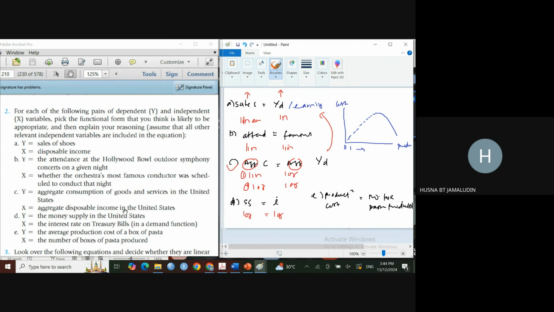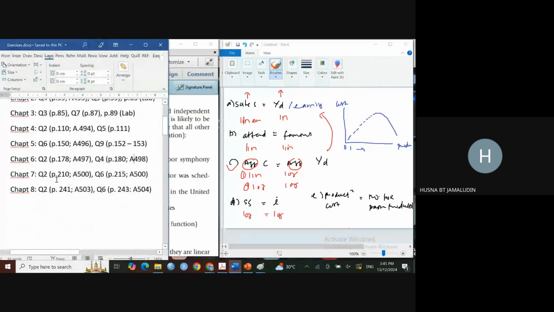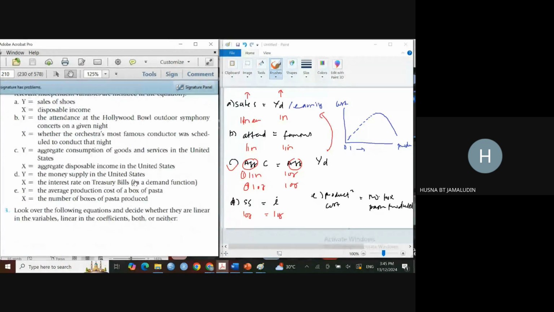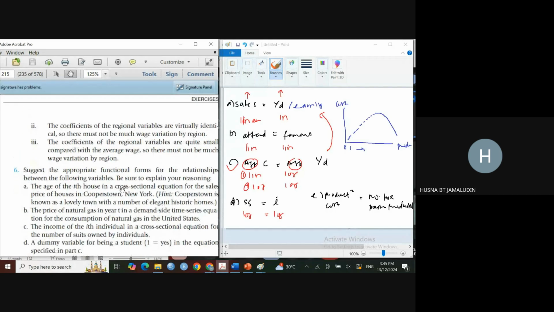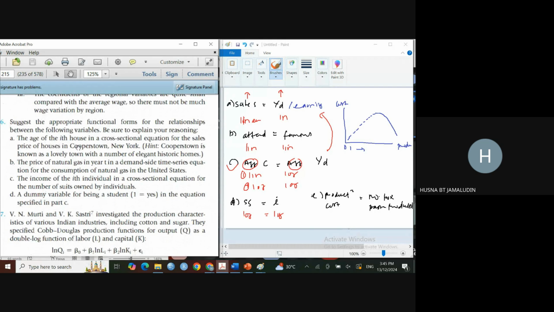So I think you love this functional form very much, right? Their functional form depends on their relationship. How do they affect the y? Okay, so that is number 2. Question 6, page 215. Okay, another functional form.